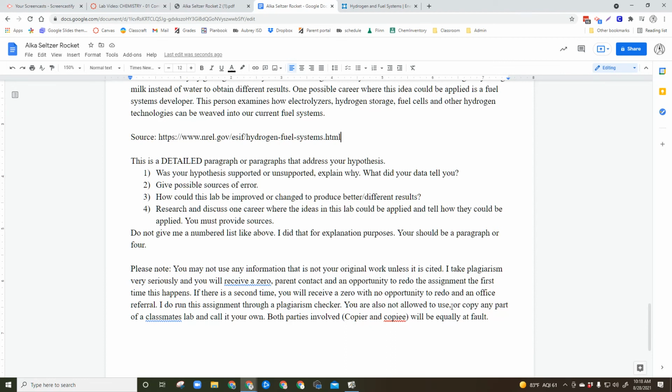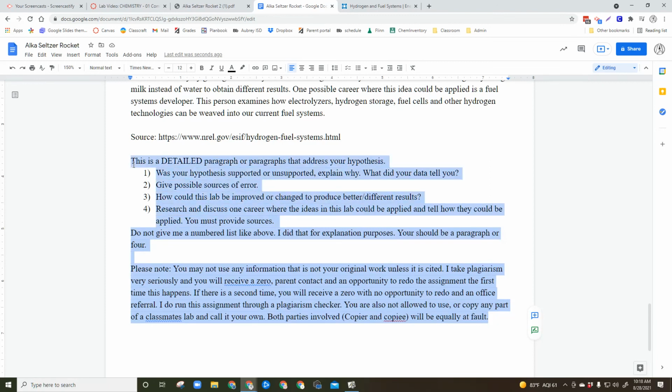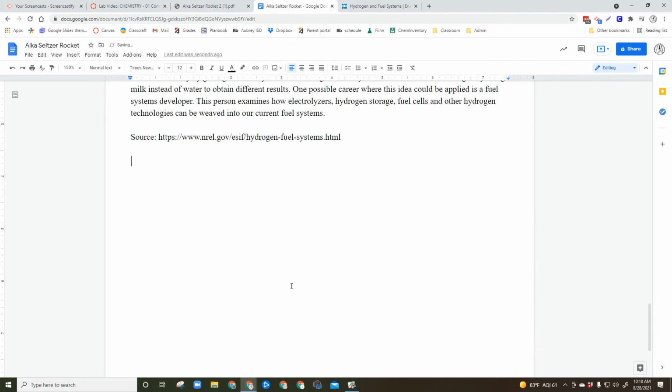You're also not allowed to use or copy any part of a classmate's lab and call it your own. Both parties involved, the copier and the copyee, will be equally at fault. You can't say, I didn't know they were copying. No, you do know because you gave it to them. Okay, so don't do that. I see this all the time, and I do hold you accountable. So don't do this, please. Please don't do that to yourself. All right, so those are the instructions. Delete them out. There you go.